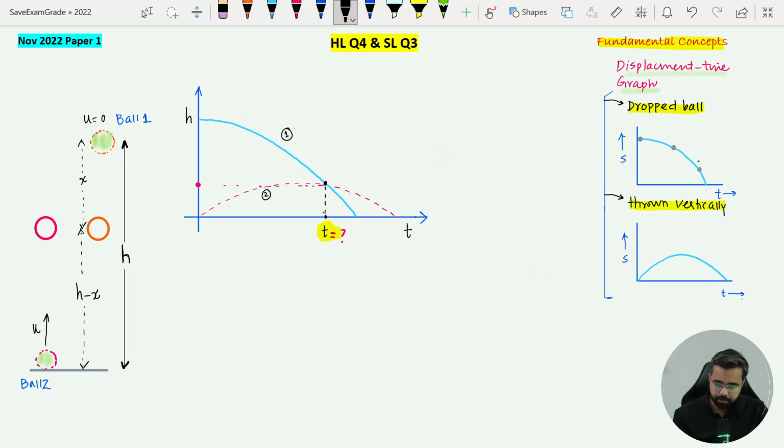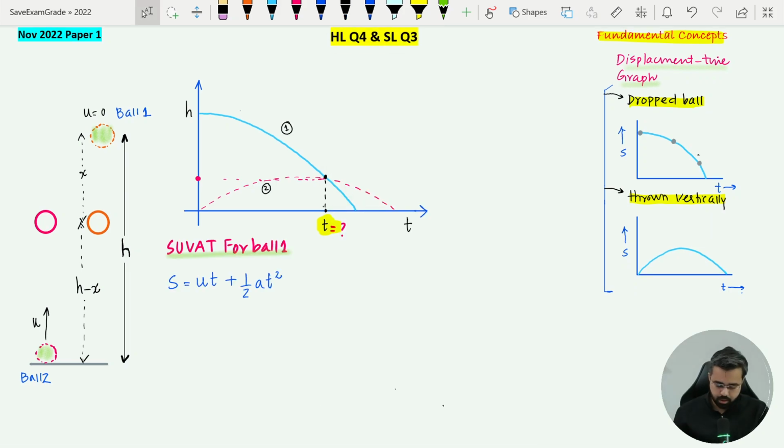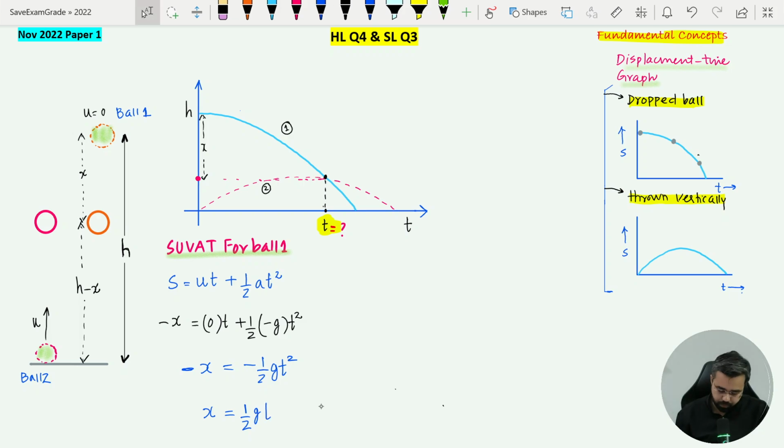If we apply the equation for ball 1, the distance covered by ball 1 is x, as you can see from the graph as well, but the displacement covered will be negative x. Initial velocity is 0, so 0 times t plus 1 over 2, acceleration equals negative g, times t squared. This is the time at which both are at the same height. So we will have x equals 1 over 2 g t squared. This is the distance traveled.